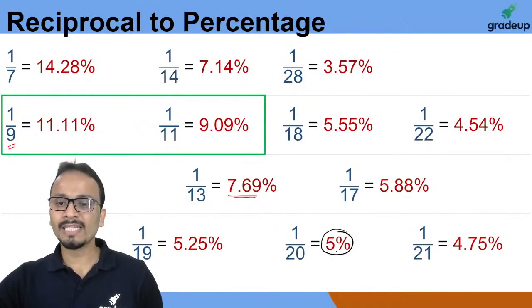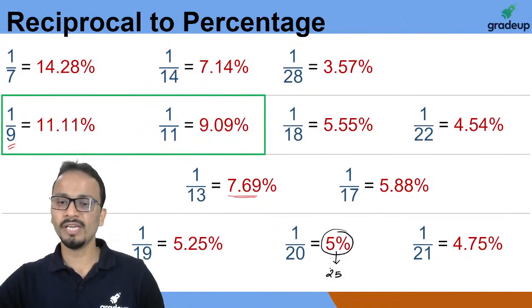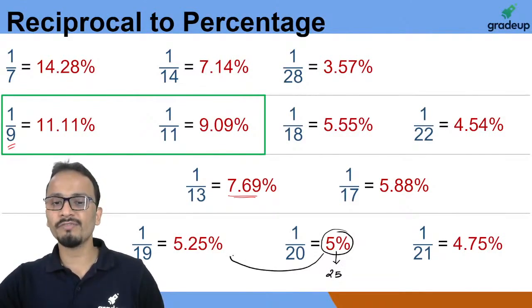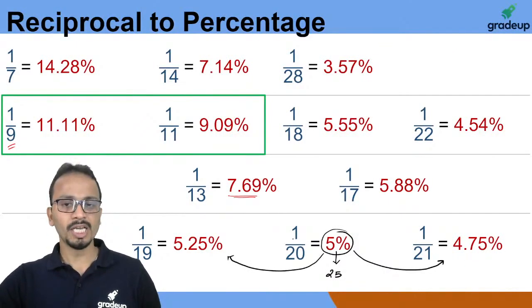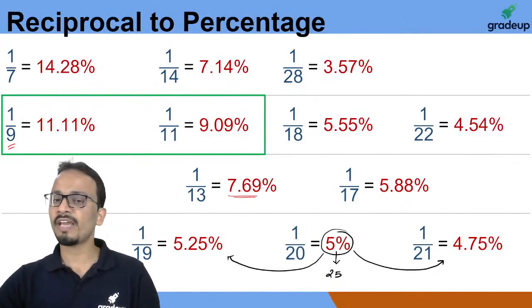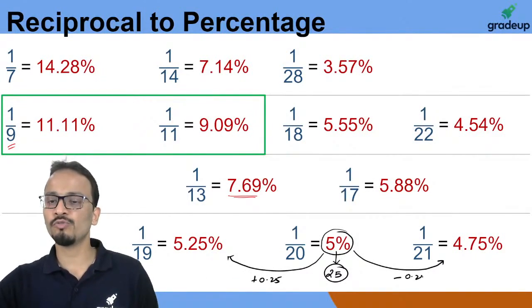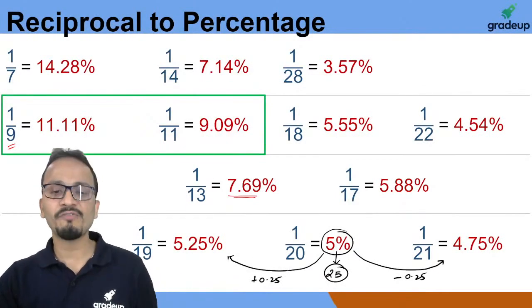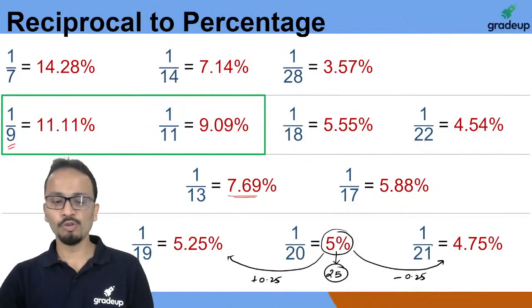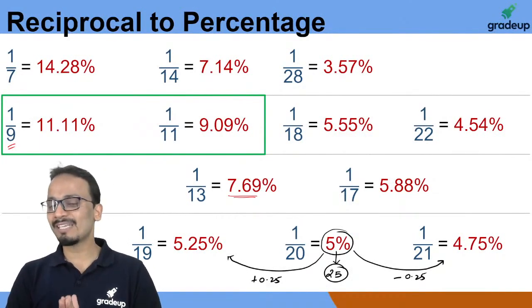Now look at the square of 5. 1 by 20 is 5%, and the square of 5 is 25. Add 0.25 and you will get 5.25, and subtract 0.25 from 5 and you will get 4.75. I'll repeat it: 1 by 20 is 5%, the square of 5 is 25, so add 0.25 and subtract 0.25 and you get these two values. 5 plus 0.25 is 5.25, 5 minus 0.25 is 4.75. Clear?